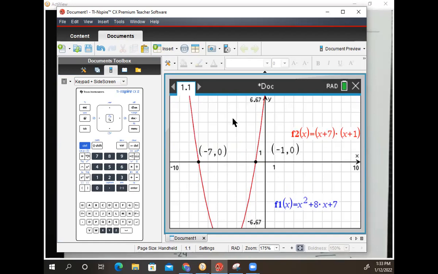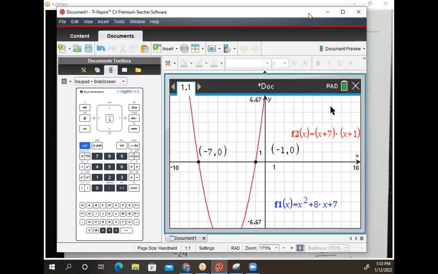So what we're going to talk about tomorrow is what factored form shows us. Why do I bother with this? Why is it important? So we know standard form shows us the y-intercept, vertex form shows us the vertex. We get some other important information from factored form, and that's what we're going to take a look at tomorrow. Why do we care about this? What does it tell us?